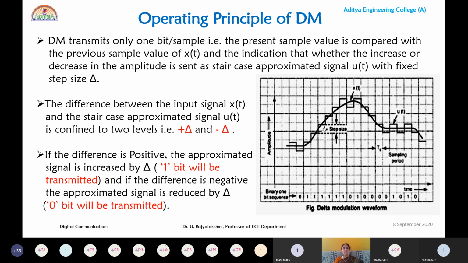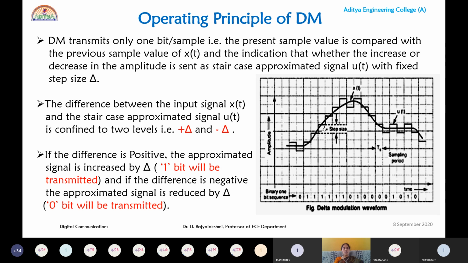So what is the step size of the staircase waveform u of t? It is plus delta and minus delta. Always remember, the staircase waveform has a deviation of plus delta and minus delta. That's why the step size is fixed, and that's why you can also call delta modulation linear delta modulation.